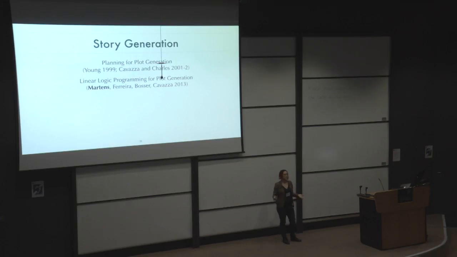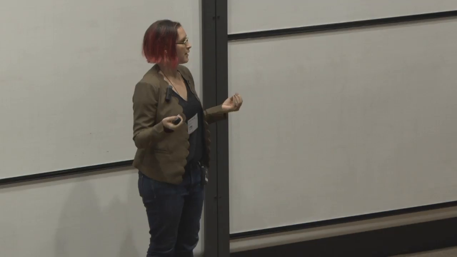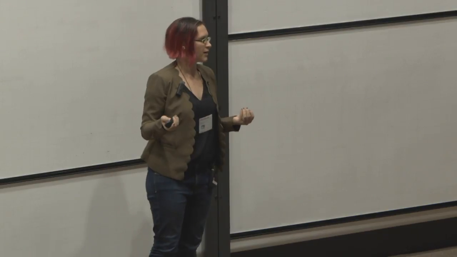So this process of planning has been used in story generation, starting from the turn of the millennium, I guess. Both Young in 1999 and Cavazza and Charles in 2001 explored the idea of using plans to generate plots. And I worked with Gwen Bosser and her colleagues Joao Ferreira and also Marc Cavazza, one of the original people to use planning for this process, to explore these ideas in the context of linear logic, which is a logic that's quite usable for many of the same purposes as planning.